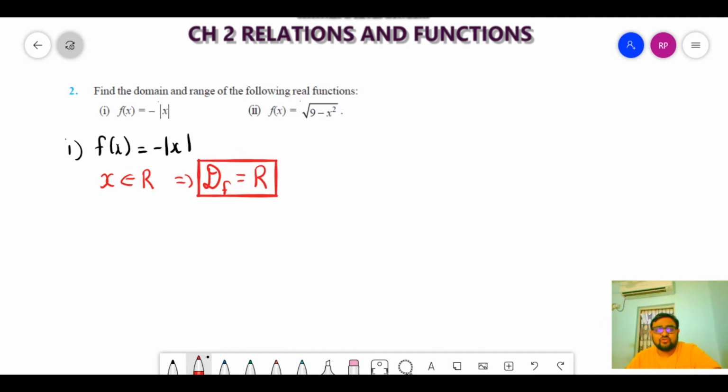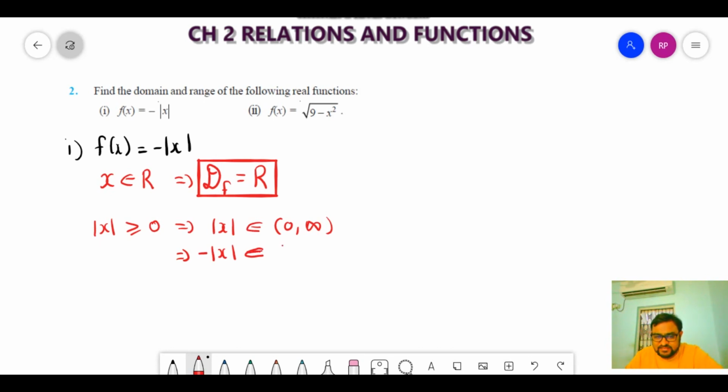Now, you also have to find out the range, right? So now see here, modulus of x will always be greater than or equal to 0. So what does that imply? Modulus of x belongs to 0 to infinity, because it will have only a positive value. But now, putting a minus sign ahead of the modulus of x, that means your answer will be negative, unless it is 0. If it is 0, then the answer will be 0.